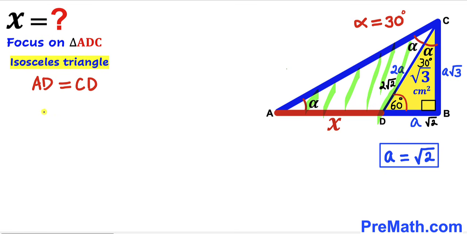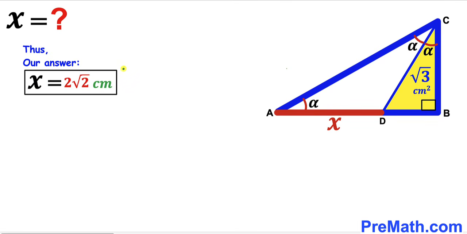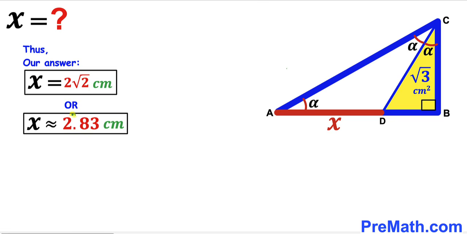So therefore we conclude that our x value is going to be equal to 2 times square root of 2 centimeter. So thus after all the calculations and manipulations, this side x value turns out to be 2 times square root of 2 centimeter, and that is going to be approximately equal to 2.83 centimeter as well. In other words, this x length turns out to be 2 times square root of 2 centimeter, and that's our final answer.